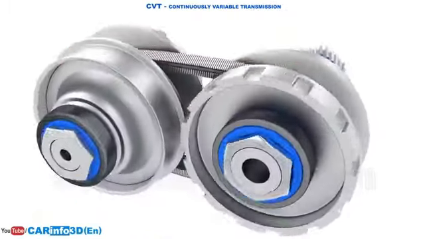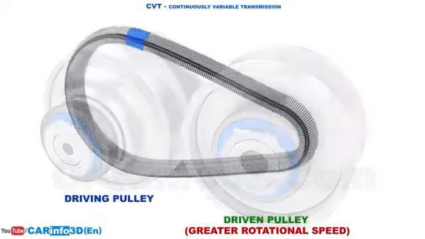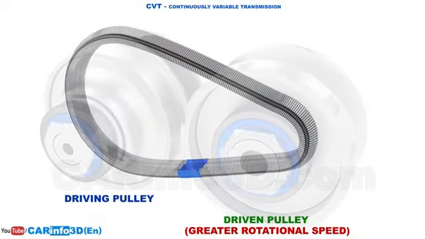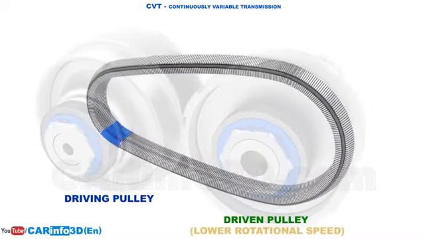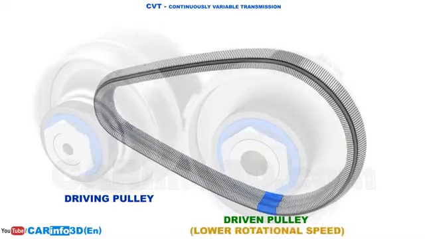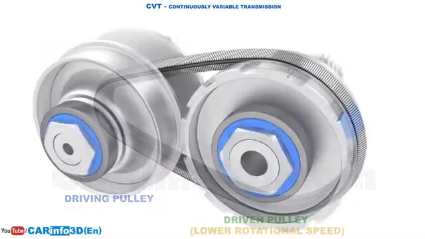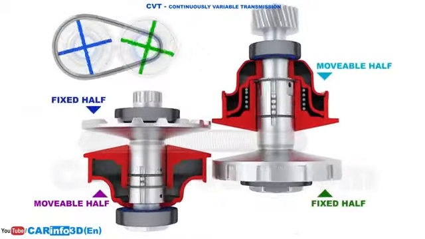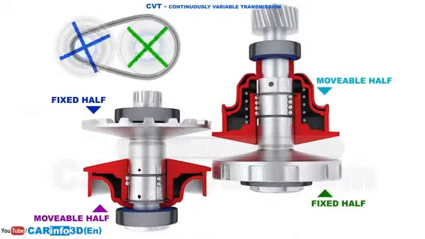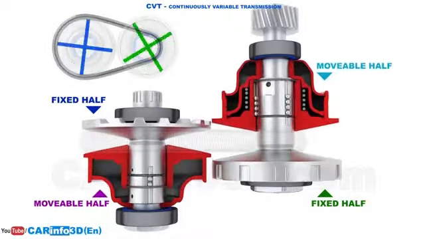Thus, the driven pulley is now rotating faster than the driving pulley. When the belt is reversed, the driven pulley rotates more slowly than the driving pulley. Proper functioning necessitates synchronized movements of the movable halves in order for the belt to stay consistently tensioned and not slip.